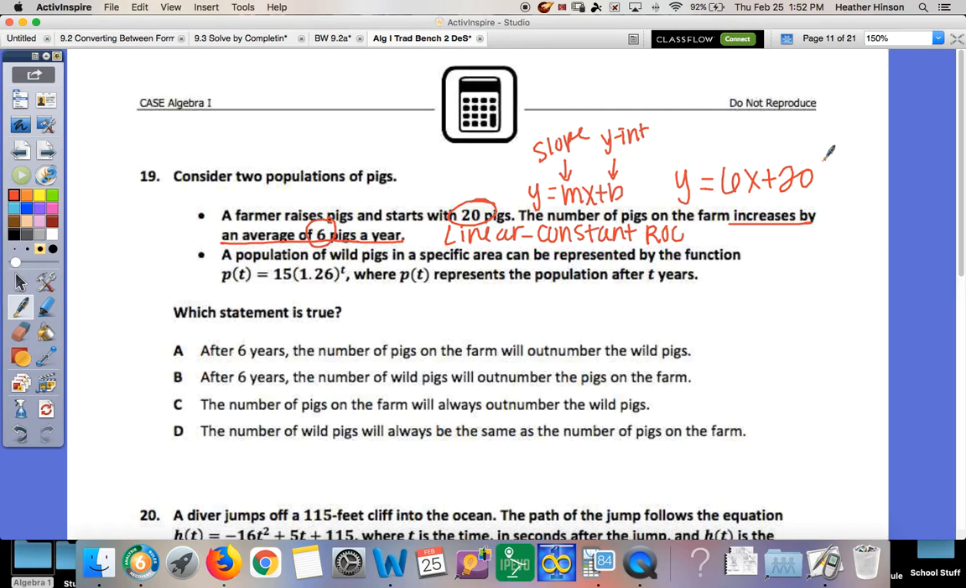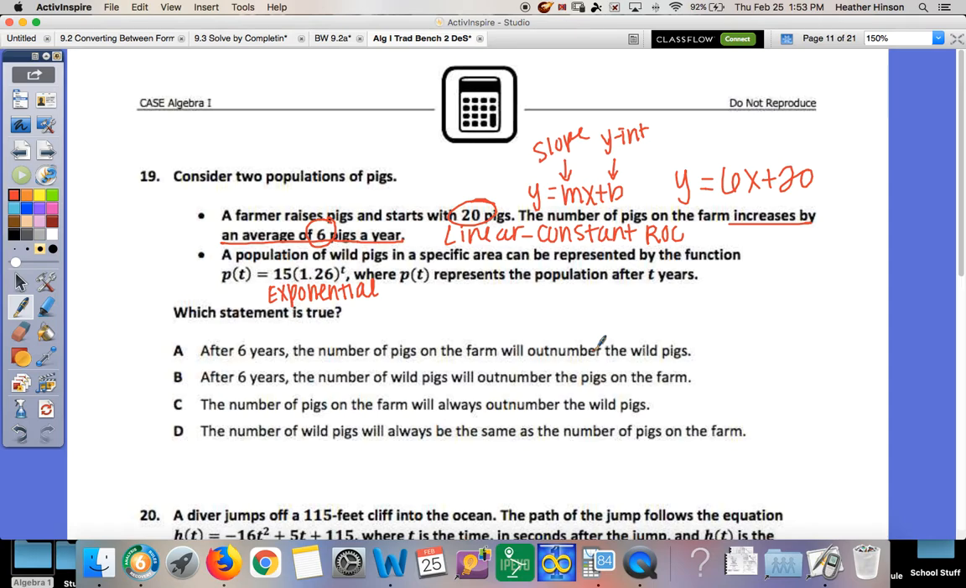The second one says a population of wild pigs in a specific area can be represented by the function p of t equals 15 times 1.26 to the t, where p of t represents the population after t years. So this one gave you the equation. And this, just looking at it, is an exponential equation. So, which one is true? After 6 years, the number of pigs on the farm will outnumber the wild. Or after 6 years, the number of wild pigs will outnumber the farm.